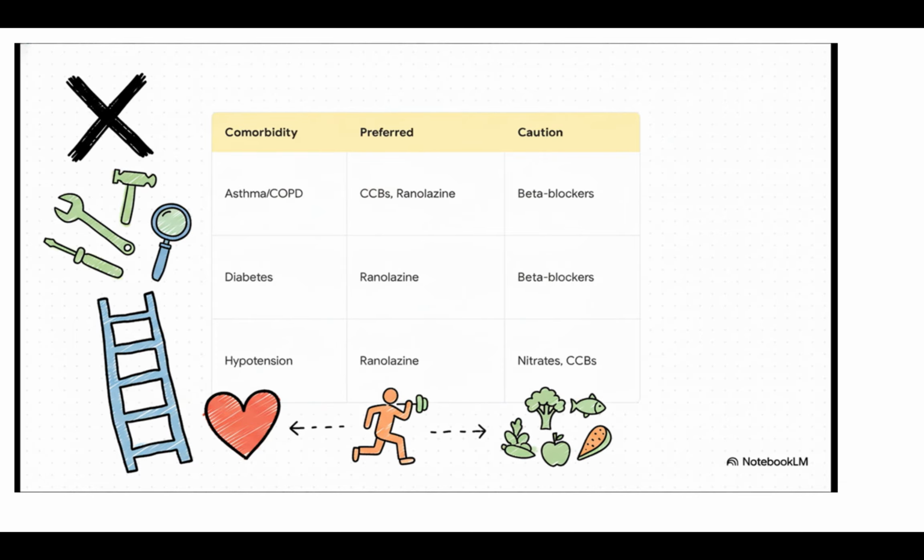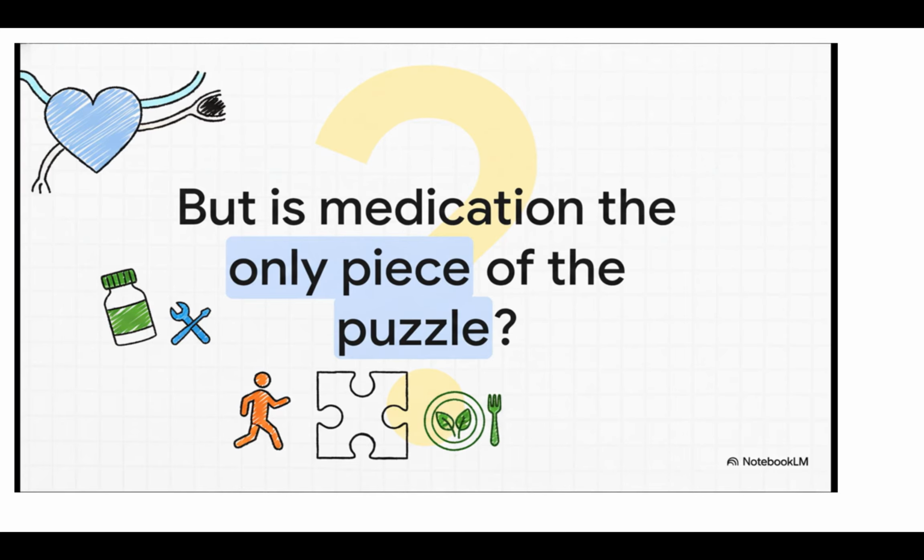And this personalization goes even deeper than that. A patient's other health conditions, what doctors call comorbidities, are absolutely critical. So look at this table. For somebody with asthma, beta blockers can be risky, which makes other drugs a much safer bet. Or for a patient with diabetes, a drug like ranolazine can be a great choice because some beta blockers can actually hide the warning signs of low blood sugar. It is a completely different way of thinking. You're matching the tool to the patient's entire health profile.